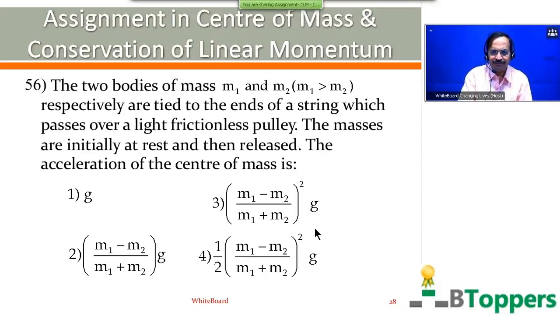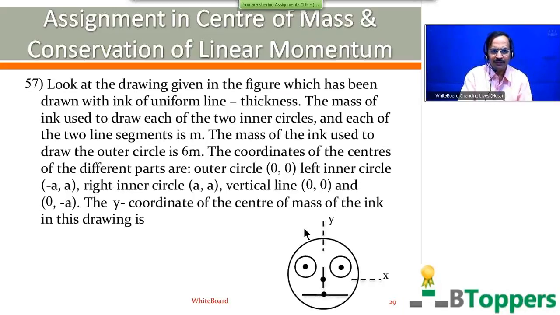I am going to show you the next question on screen. See the question number 57. Look at the drawing given in the figure, which has been drawn with ink of uniform line thickness. The mass of ink used to draw each one of the two inner circles and each one of the two line segments is m. The mass of the ink used to draw the outer circle is 6m.